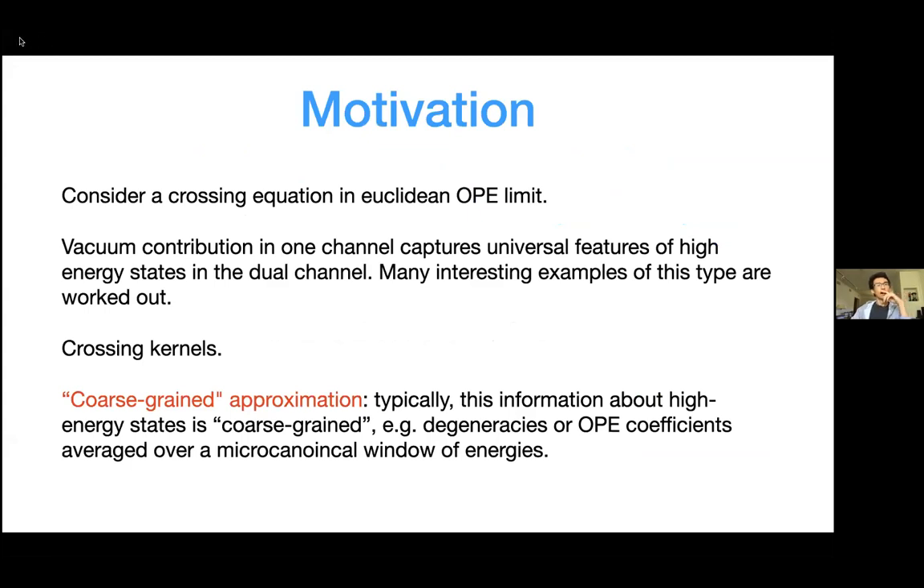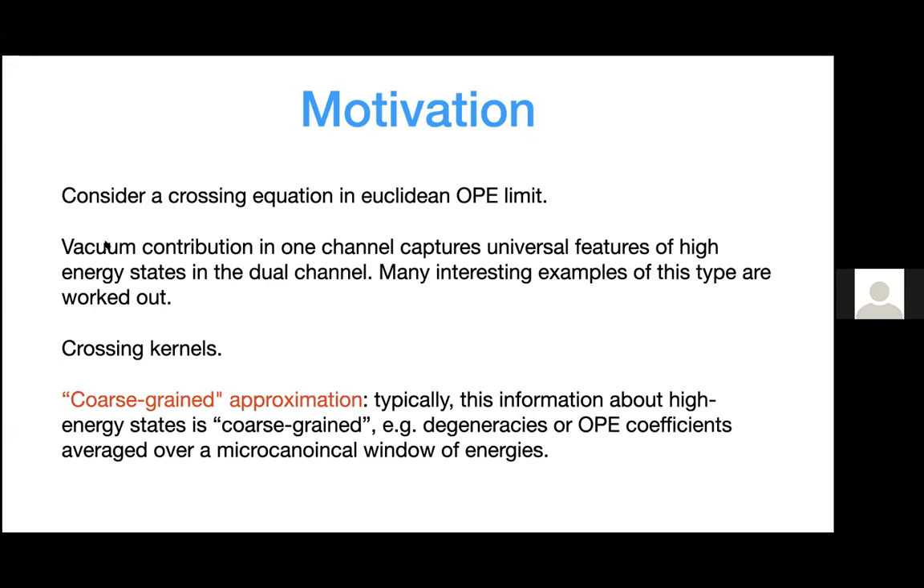Let's consider just some crossing equation. I will consider a partition function and modular bootstrap, or it can be a four-point function in any number of dimensions or something like that. And let's take just the most standard, simplest Euclidean OPE limit. And then in one channel, you have this vacuum contribution. You can see my pointer, right? Yes. Okay, that's good.